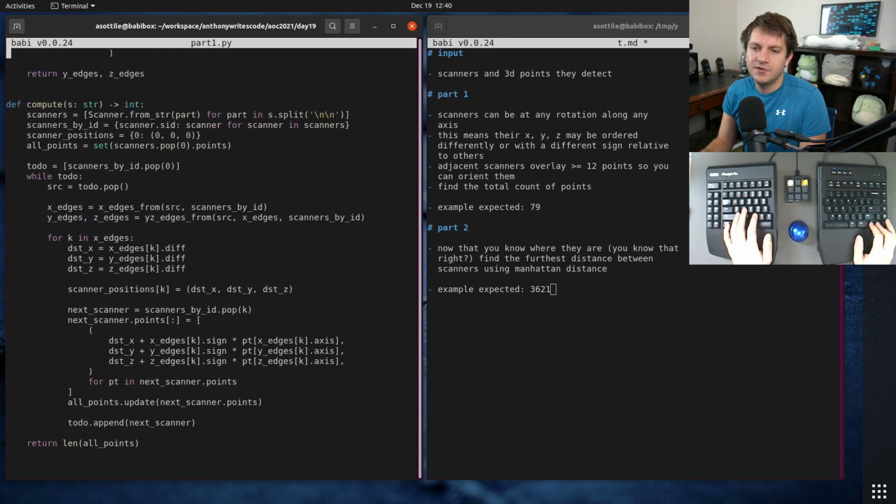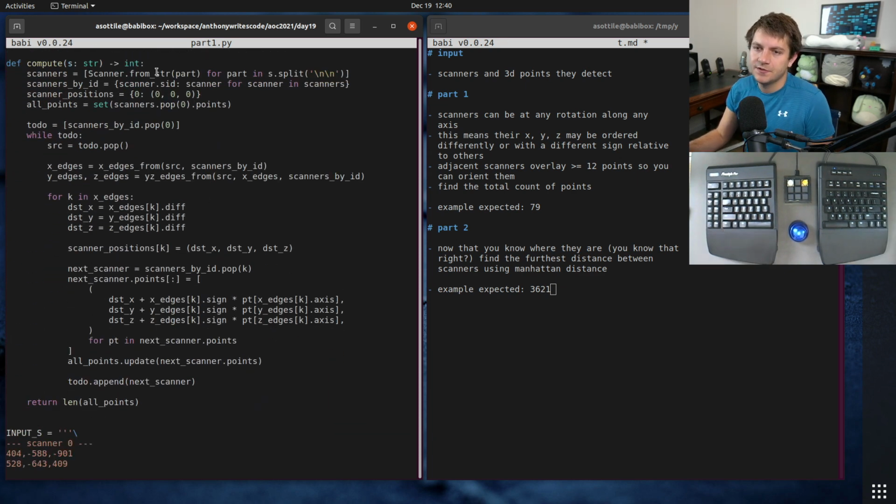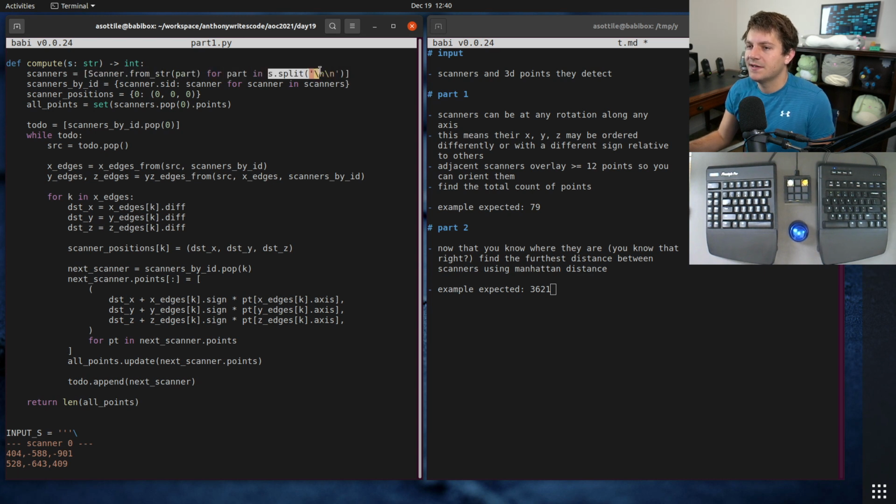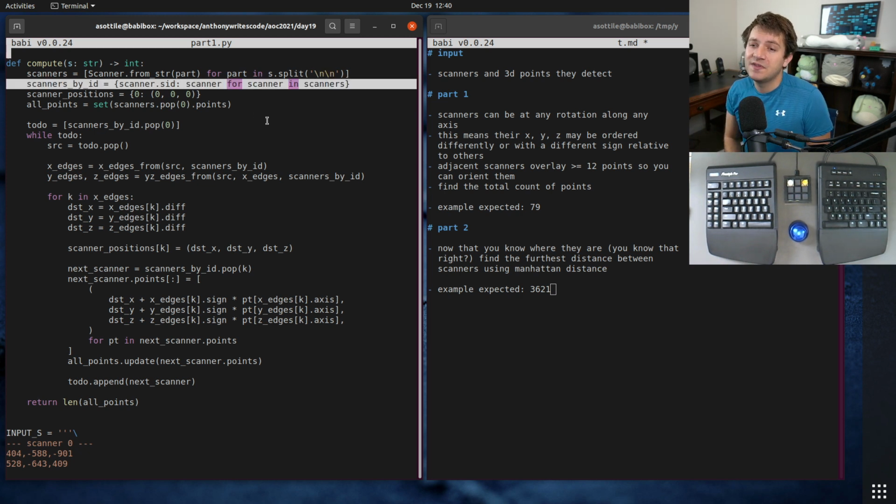Next, let's jump to our actual computation function. So this is where I split each scanner out. Again, this is a nice little trick that I've seen a lot in Advent of Code, where you split on double new line to get them into their own chunk. I had a mapping here that mapped the scanner ID to the scanner. I used this later to do a graph traversal.